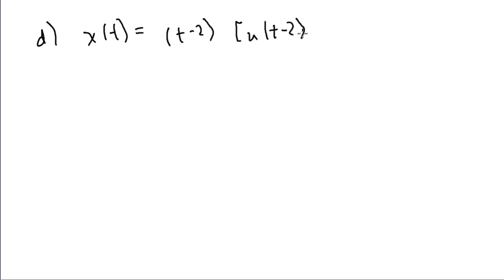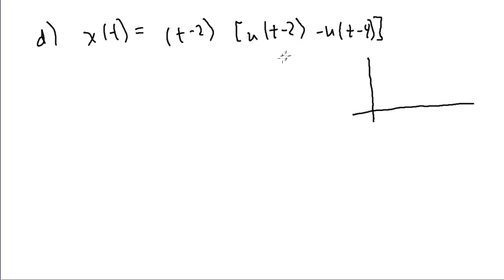And the final part in this problem, part D, asks us to sketch t minus 2 times u of t minus 2 minus u of t minus 4. There are several different ways to attack this problem. We can do it similar to the way we worked in the previous problem.